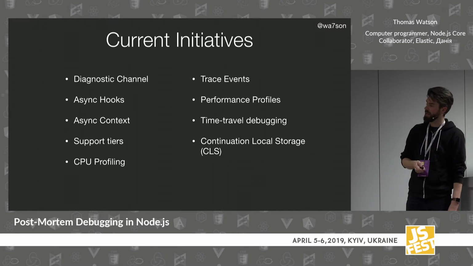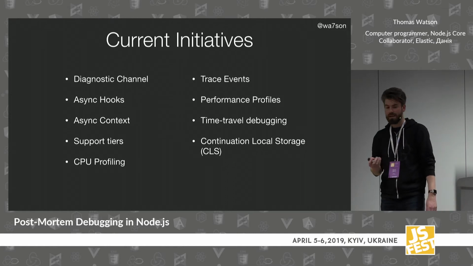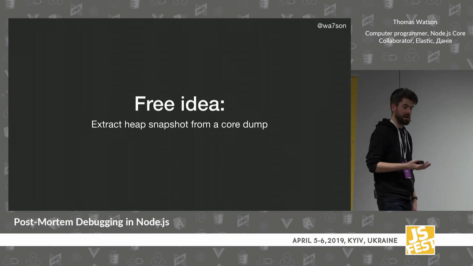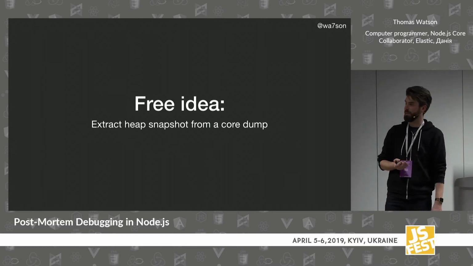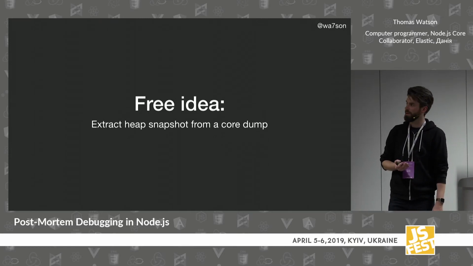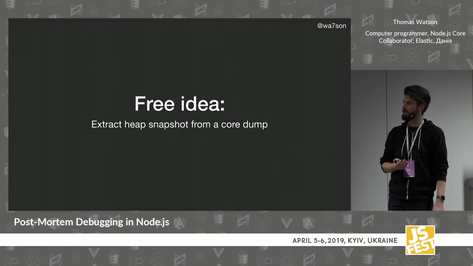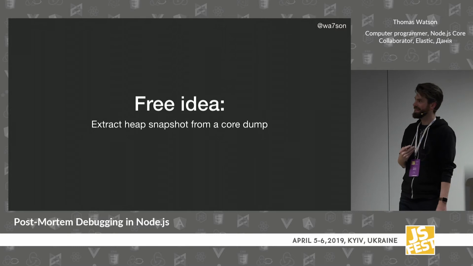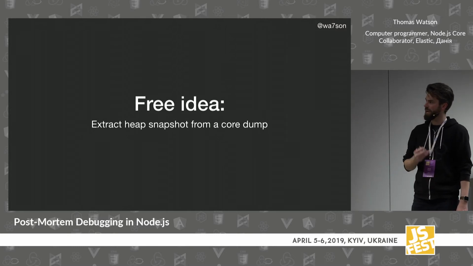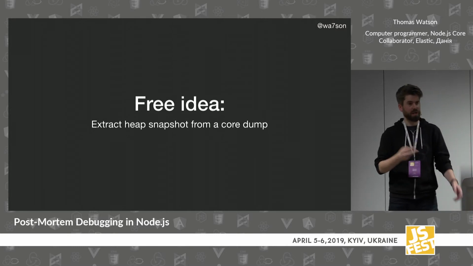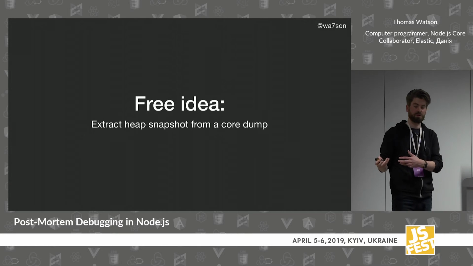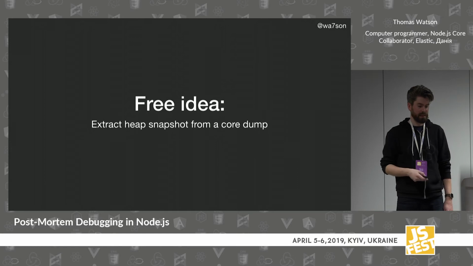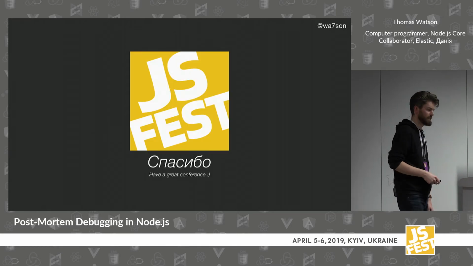These are just the highlights. And here's a free idea, if you want to contribute. This is probably one of the harder ideas, so I don't blame you if you don't know how to do it, because I don't know how to do it. But if you could figure out a way to extract a heap snapshot from a core dump so we can get it into Chrome DevTools, that would be super, super awesome. And with that, I want to say spasibo, sorry.